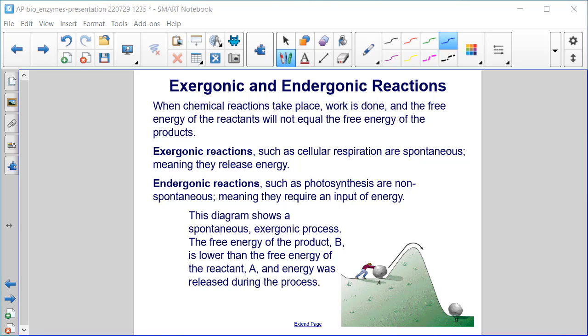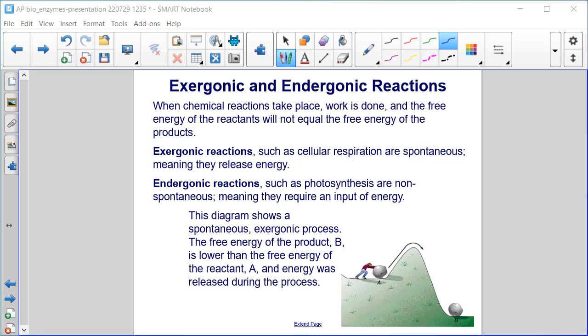Exergonic and endergonic reactions. When chemical reactions take place, work is done, and the free energy of the reactants will not equal the free energy of the products. Exergonic reactions, such as cellular respiration, are spontaneous, meaning they release energy. Endergonic reactions, such as photosynthesis, are non-spontaneous, meaning they require an input of energy.